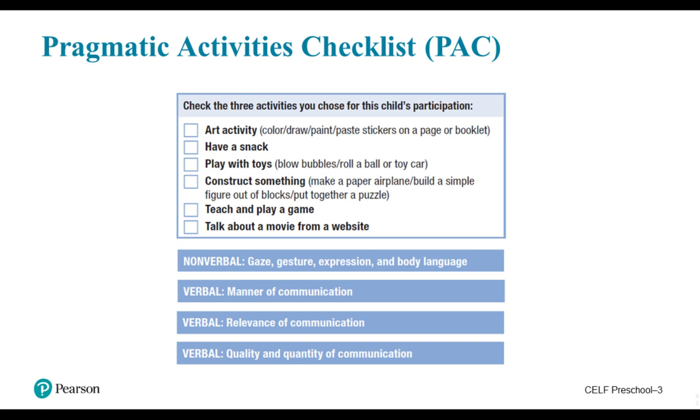So here are some examples of the activities you choose from when you're working with a child. You'll be choosing 3 either during the session or as part of extension testing. You can do an art activity, have a snack with the child and talk with them during the snack, play with toys, or put something together. For older children, you can teach and play a game or talk about a movie from a website. You'll be checking off behaviors in these areas that you see on the slide: nonverbal behaviors, and verbal behaviors that have to do with manner of communication. How did they communicate, and what atypical things did you see during your interactions with the child? Then relevance of the communication. Sometimes we test much more verbal children, but their verbalizations are not necessarily relevant to the situation at hand. And finally, the quality and quantity of verbal behavior.